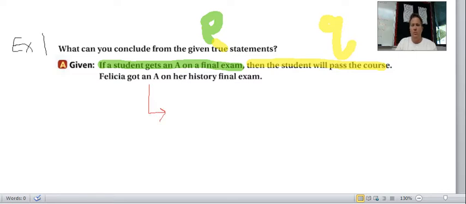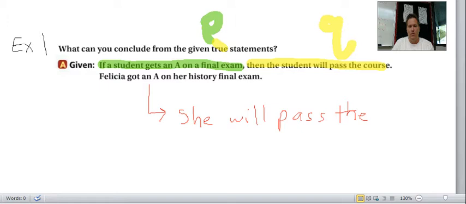So we know that the hypothesis is true, so if you get an A on the final exam, then what will happen? Then the student will pass the course. So if Felicia got an A on the final exam, what will happen? She will pass the course. Alright, so that was our law of detachment, an example of that one. Okay? Alright, let's go to our next example.